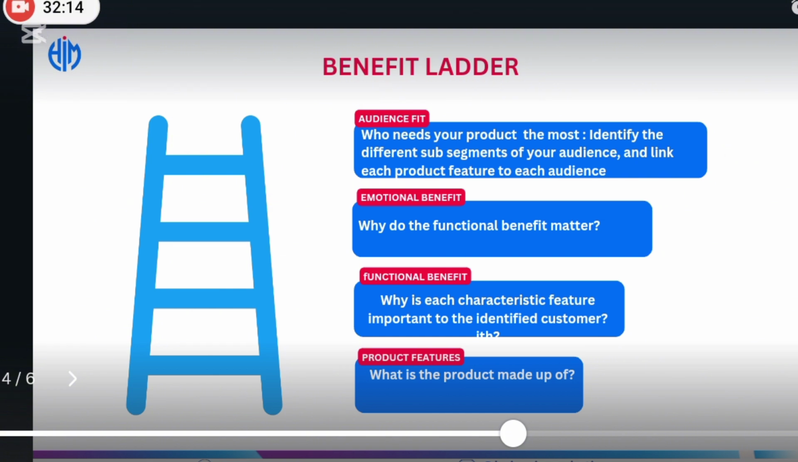What are the functional benefits? Why is each characteristic feature important to the identified customer? Why should I know how to post on Instagram? Well, Instagram has a high percentage of people that are ready to buy. So if you post on Instagram, your chances of helping your clients get results is higher. If you post on Facebook, this and this. If you learn how to run ads, you can actually get a client today, run ads for the client today, and then begin to generate people who are interested in the product in 24 hours.